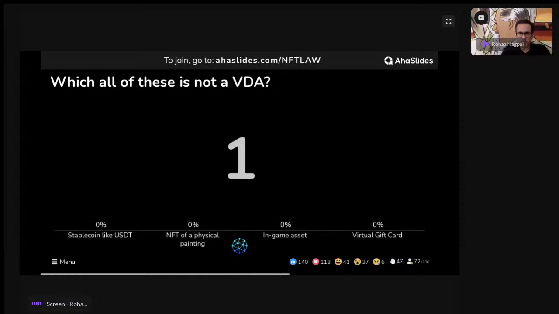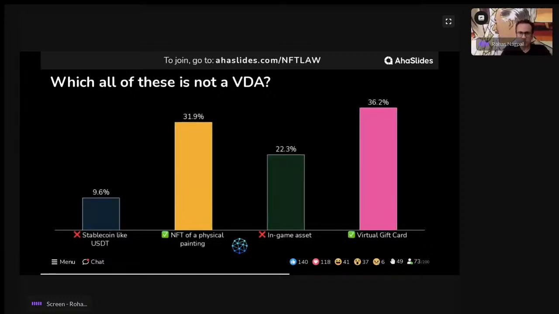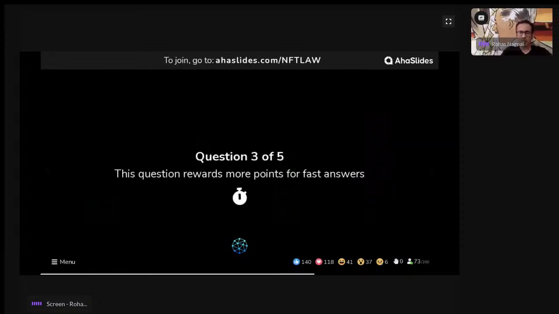3 seconds. Okay, a lot of you got that right, which is good. So a stablecoin like USDT is a VDA, an in-game asset is a VDA, an NFT of something physical, tangible is not a VDA, and a virtual gift card again is not. Great. So most of you are getting that right. Let's go to the next one. 3 out of 5.